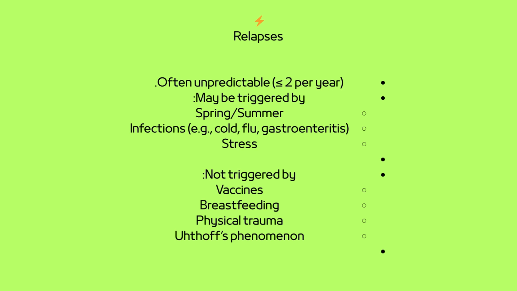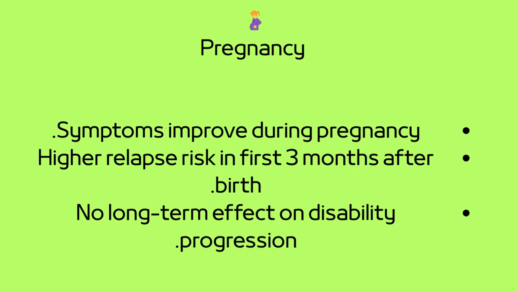Relapses are often unpredictable, less than or equal to 2 per year. They may be triggered by spring and summer, Uhthoff's phenomenon, and infections, e.g., cold, flu, gastroenteritis, and stress. Not triggered by vaccines, breastfeeding, or physical trauma. Pregnancy: symptoms improve during pregnancy. There is a higher relapse risk in the first 3 months after birth. No long-term effect on disability progression.